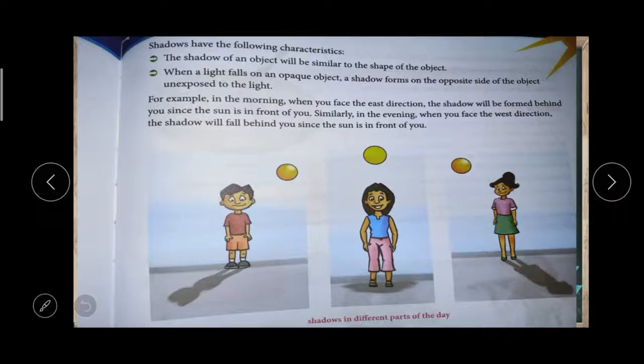Okay, so the light falls on the opaque object, that's correct, but it depends from which side the light is focusing, whether it is on the top, in front of you, or behind you. Depending on this, your shadow will be on the right side, the left side, behind you, or in front. So depending upon the direction of light, the place and direction of the shadow will be decided. Okay, do you understand up to this much?